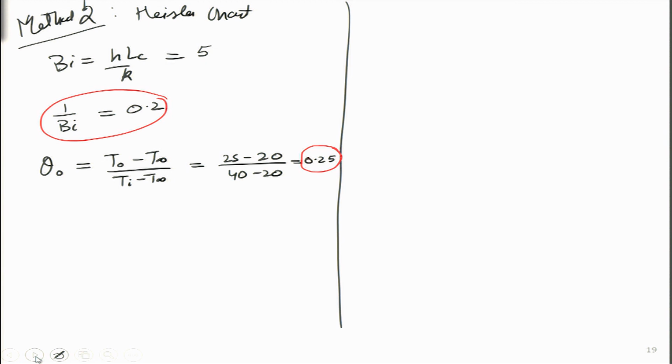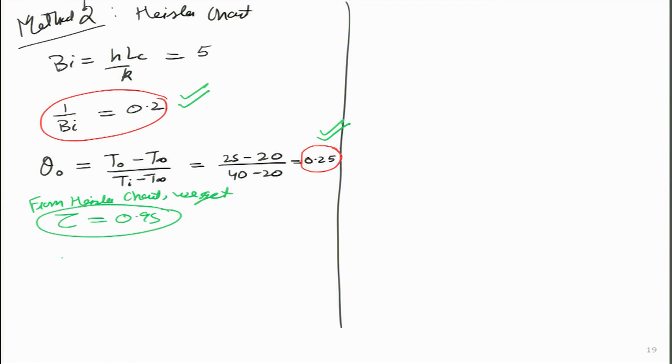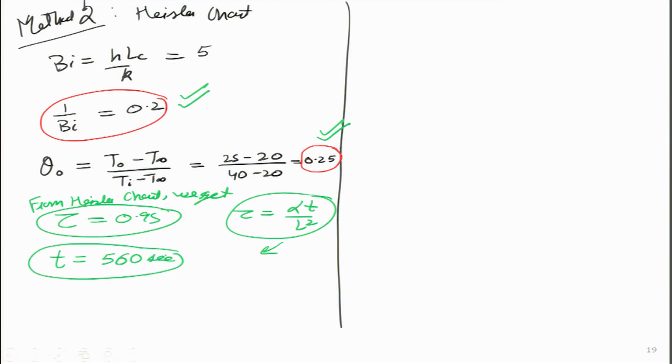We go back, and over here from the Heisler chart, for these two conditions which I have highlighted in green, we get tau value is 0.95, which means the t value I can figure out using tau equals alpha t by L square. So from here we can get the t value, and it turns out to be 560 seconds.